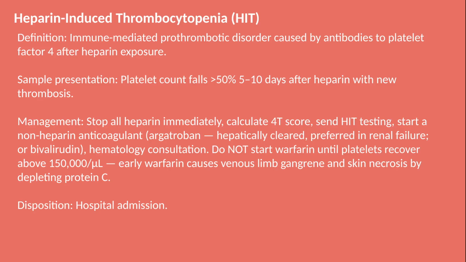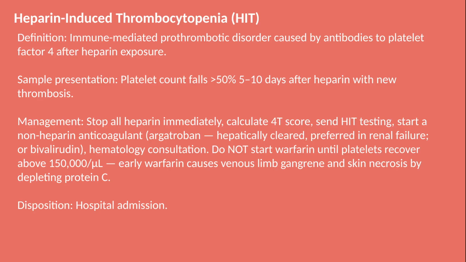Management begins by stopping every source of the drug, including flushes and coated catheters. Calculate the 4T score to gauge probability, and send immunoassay testing with a functional confirmatory assay. But for a moderate or high score, start treatment before results return. That treatment is a non-heparin anticoagulant, such as argatroban or bivalirudin, at full therapeutic dose, because these patients are thrombosing.